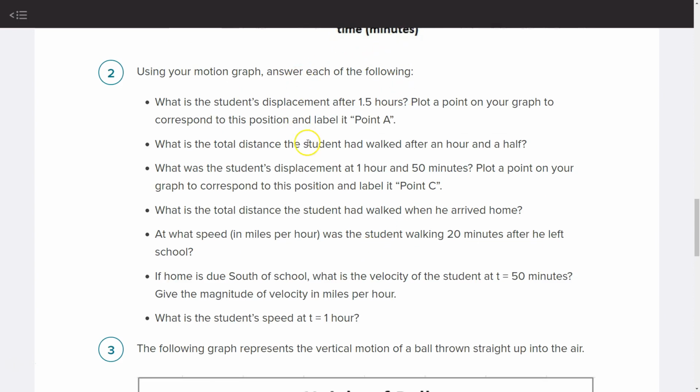So you follow the instructions. Be sure you make a distinction between displacement and distance. Those are different ideas. Be sure you know the difference between speed and velocity.